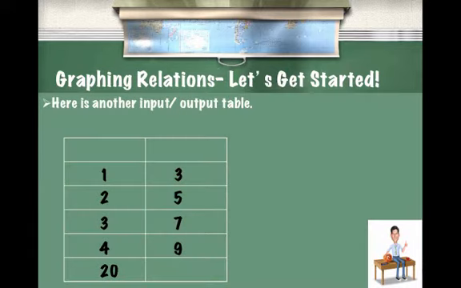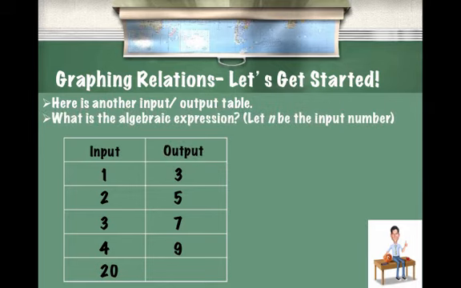Another relation, here's another input-output table. And if I asked you here what the algebraic expression is, so how are we getting from in to out, like we've talked about before, we would find that it is 2n plus 1.